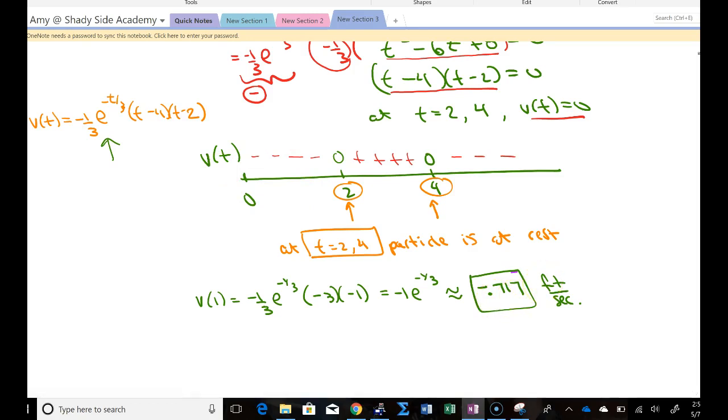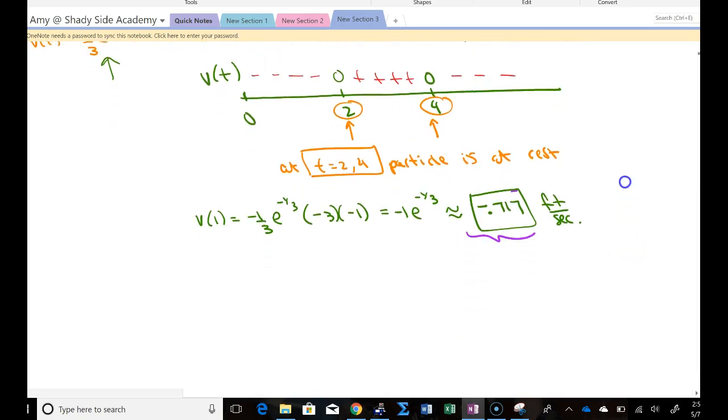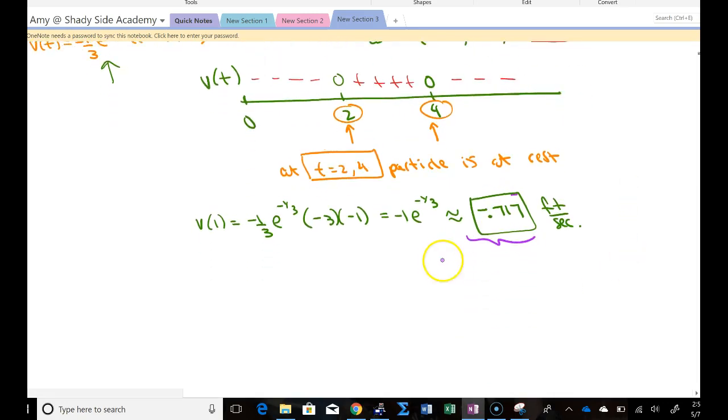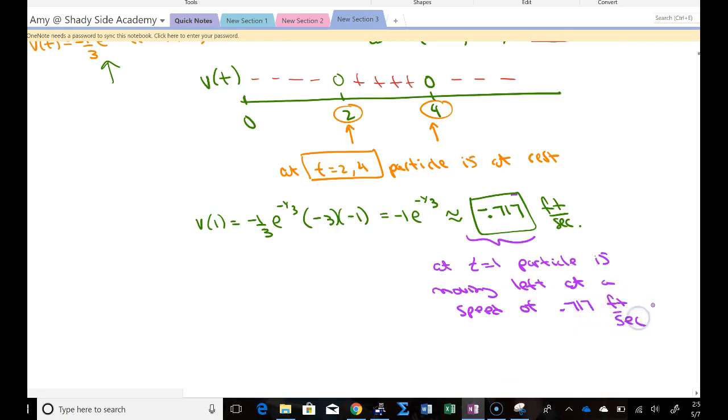If I were to ask you what this number means in the context of this situation, I hope you'd say that at t equals 1, the particle is moving left at a speed of 0.717 feet per second. Notice what I don't say. I don't say moving left at a speed of negative 0.717 feet per second, because the negative here is implied in the moving left, all right?